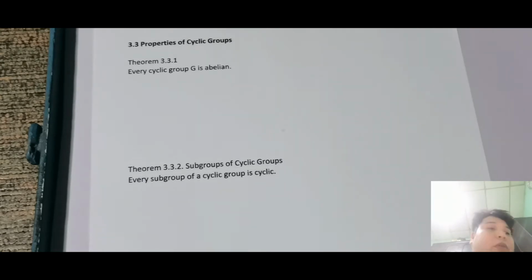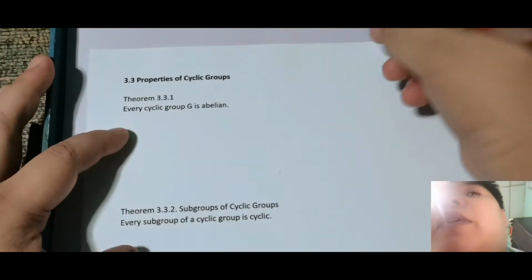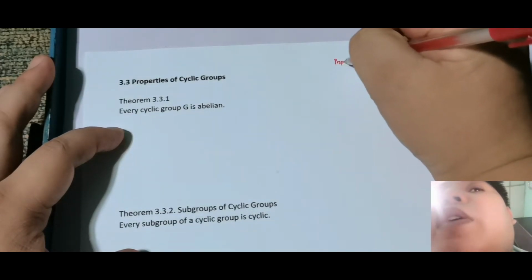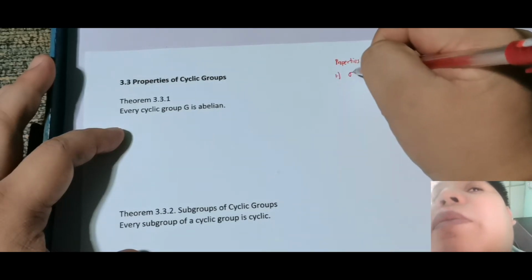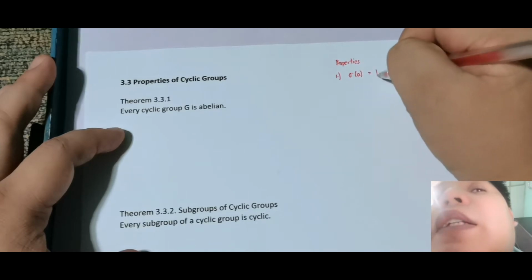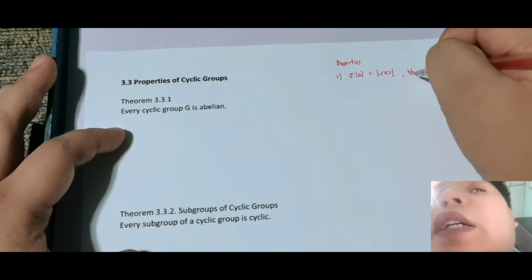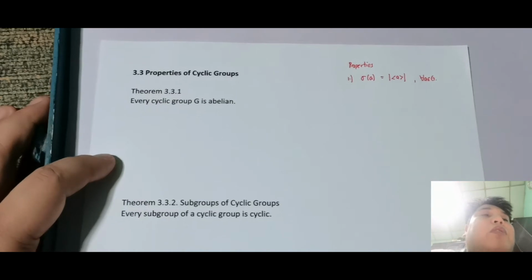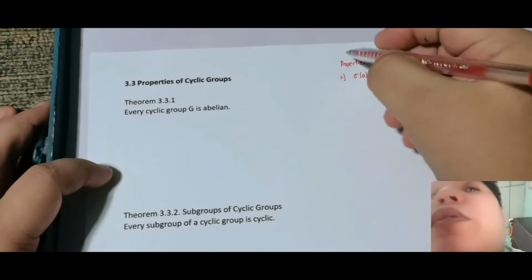Now, the properties. Before I start, let me recall the properties we discussed. The first property is that the order of a is equal to the order of the cyclic subgroup generated by a, for all a an element of G. The order of the element a is equal to the cardinality of the elements of the cyclic subgroup generated by a. Again, that is a subgroup.